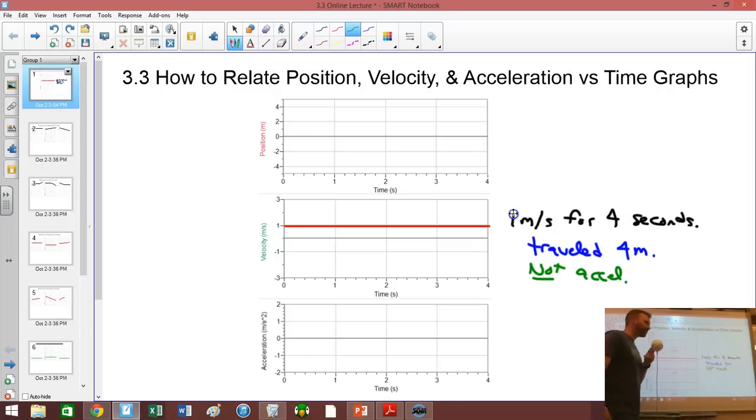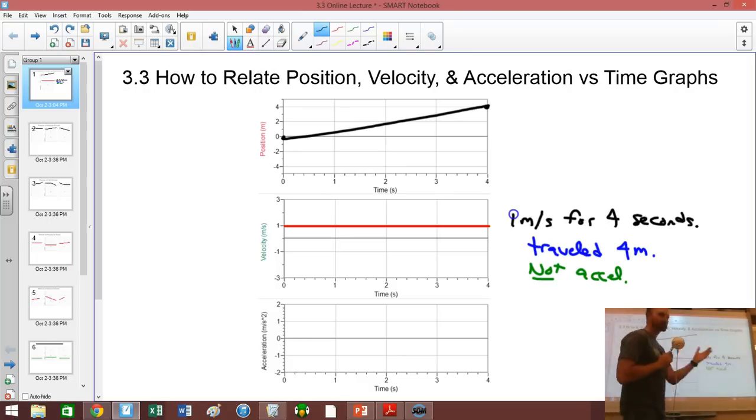So first of all, I could probably make these two graphs. So my position versus time graph, if I started at the origin, that means I would travel 4 meters at a constant rate, so it would look like this. Now, I don't have to start at the origin. That's the first essential understanding: just because you have a velocity, it doesn't tell you where you start.